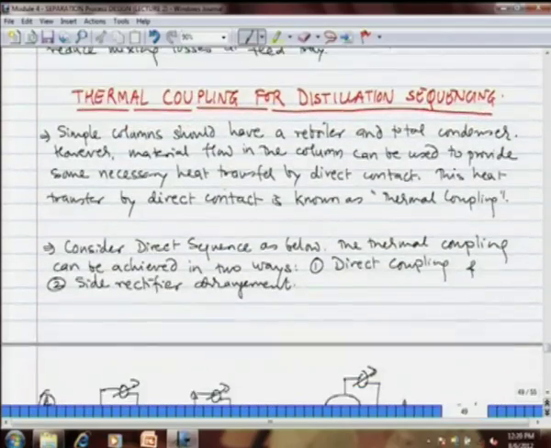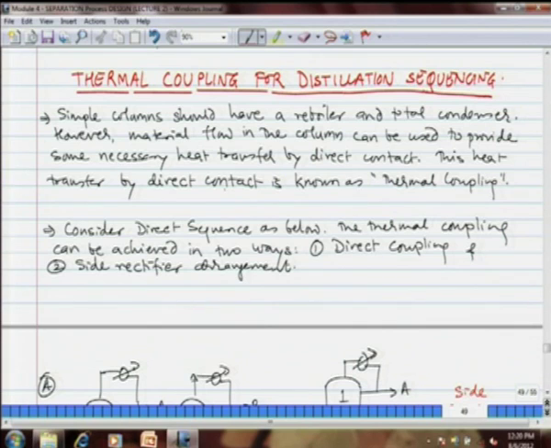Another design aspect, another design variable of columns, is direct thermal coupling. I told you how columns can be coupled in a sequence. Okay, the vapor of one column condenses into the reboiler of another column, but that heat exchange occurs in a heat exchanger which has limited efficiency. So, there is a reduction in the total efficiency of heat integration. That particular aspect is avoided by direct thermal coupling of distillation columns.